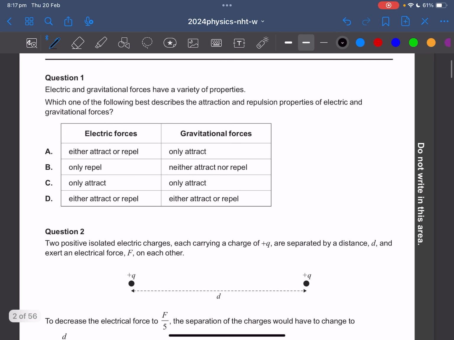So question number one: electric and gravitational forces have a variety of properties. Which one of the following best describes the attraction and repulsion properties of electrical and gravitational forces? Electric forces can attract and repel, but gravitational forces only attract. So the correct option for this should be option A.